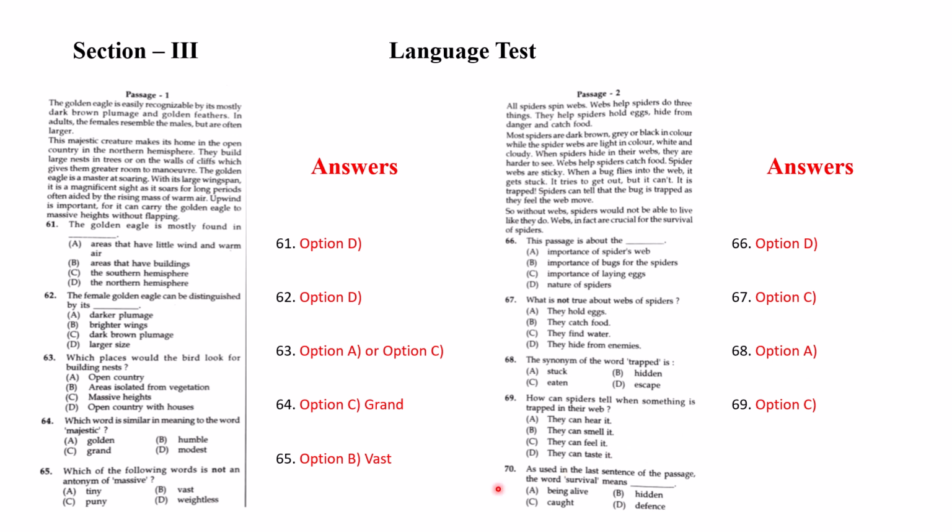Now coming to question number 70. As used in the last sentence of the passage, the word survival means. Webs, in fact, are crucial for the survival of spiders. Survival is alternatively used for being alive. Therefore, the correct answer for this question would be option A, that is being alive.